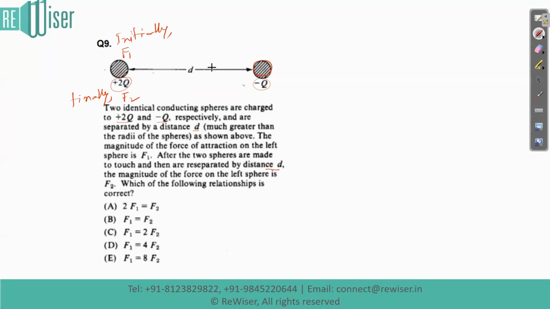Now we have to find out the electrostatic force F1 initially, then the final force after touching, F2, and then we can compare them. So F1 will be k into +2q into -q, because the electrostatic force is acting between these two objects, divided by the separation squared. Separation is d square.